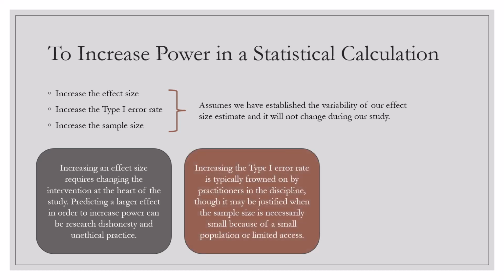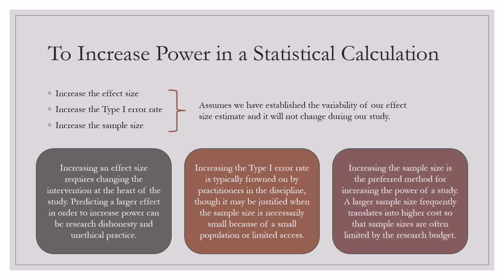Increasing the type 1 error rate is not unethical because we are going to announce to the public what we used as the type 1 error rate, but it's typically frowned on by practitioners in the discipline who want it to be set at 0.05, though I would argue that it may be justified to increase the type 1 error rate to 0.10 or even 0.20 when the sample size is necessarily small because of a small population or limited access. Yet the primary focus we will take when we want to increase power is on the sample size. Increasing the sample size, that is the number of observations that you can make, is the preferred method for increasing the power of a study.